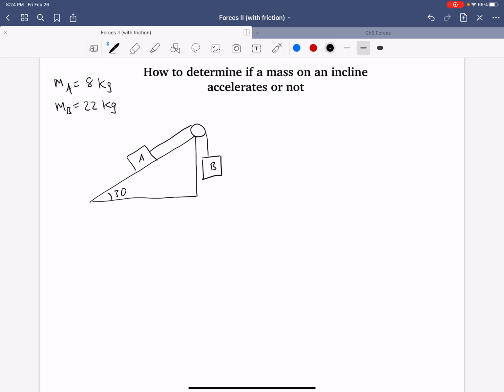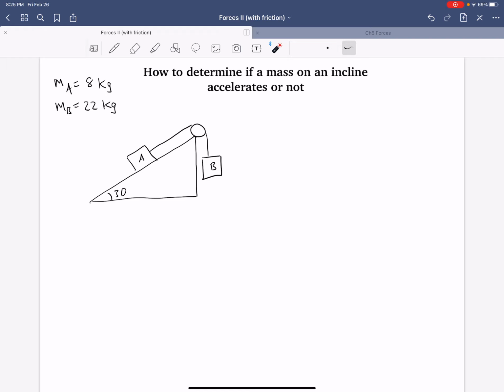So you might remember this problem from last chapter. Last chapter, the surface of this incline was frictionless, and I'm keeping the masses the same. We're doing the exact same problem, except now we're going to have some friction on that inclined surface.